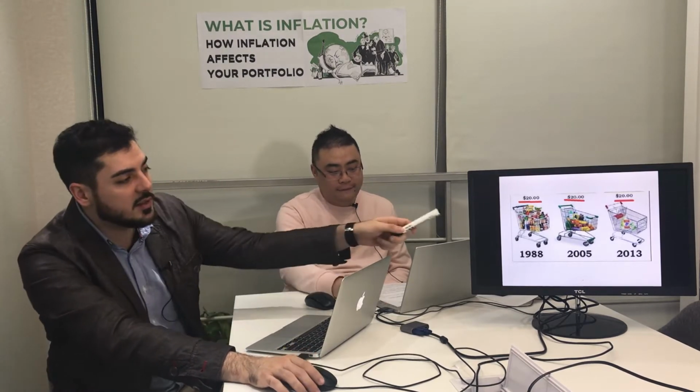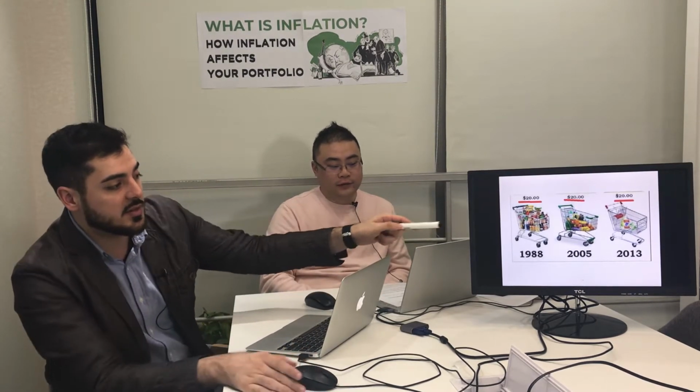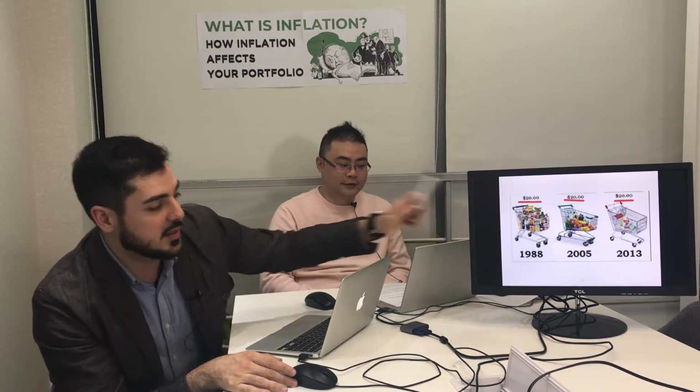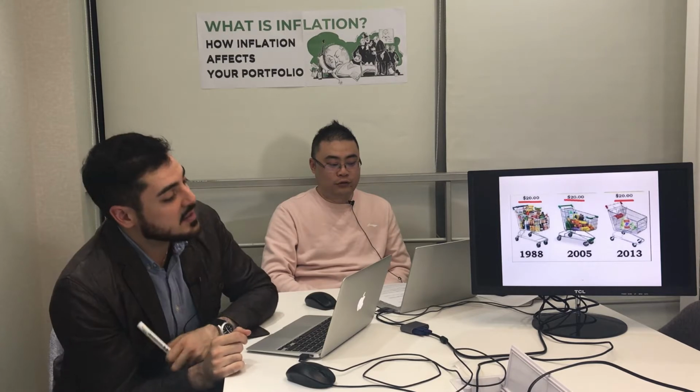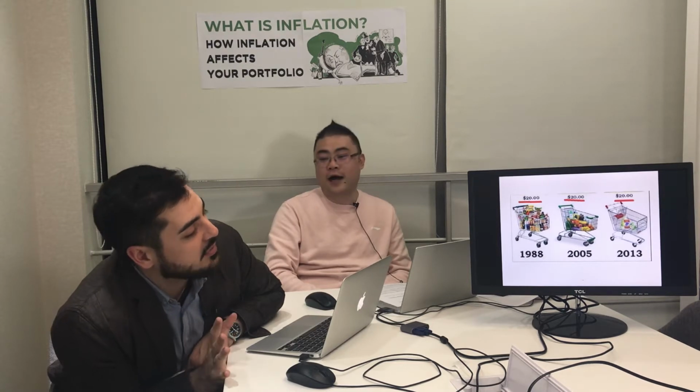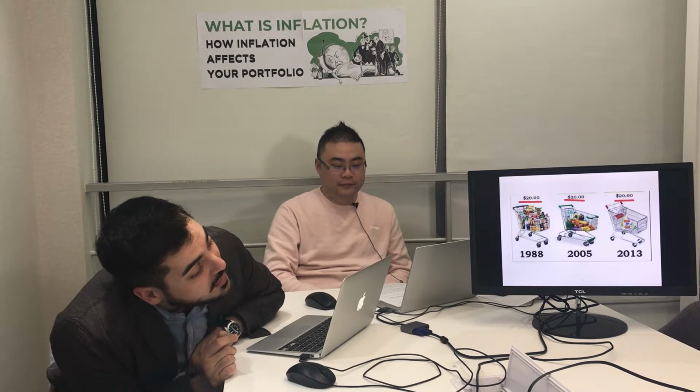I think this picture shows what Ray said. For example, with inflation, in 1988 you can buy all these goods with $20. And then after how many years? 17 years. After 17 years, you can buy half of this. And then after how many years? After 8 more years, you can buy almost nothing. Until now, it's maybe an empty $20.